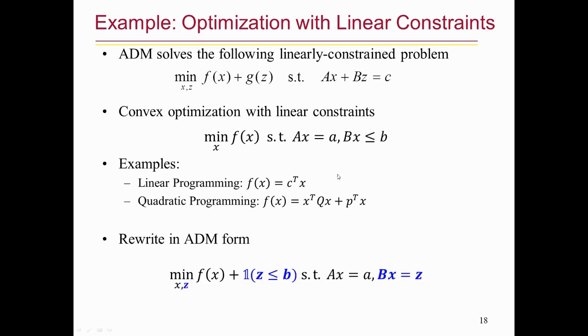How? Well, all you'll have to do is, ADMMs don't like inequality constraints. So you have an inequality constraint over here, Bx less than or equal to b. So what you do is you say Bx is equal to z, and that z has to be less than or equal to b. This is the indicator function. Indicator function meaning if z is less than or equal to b, this is 0. If z is greater than b, this goes to infinity. This is your g(z). And I said I am allowing indicator functions to be a part of ADMMs. This is an example. So essentially any optimization with linear constraints can be solved by ADMM, right?